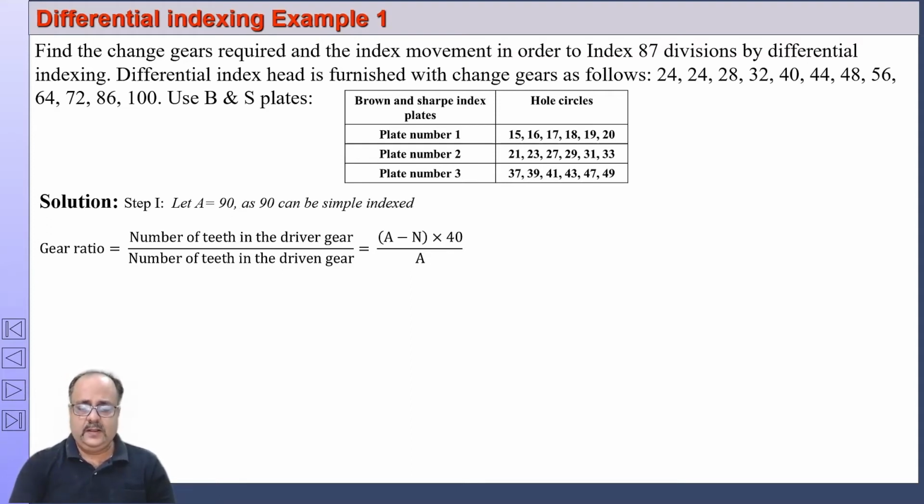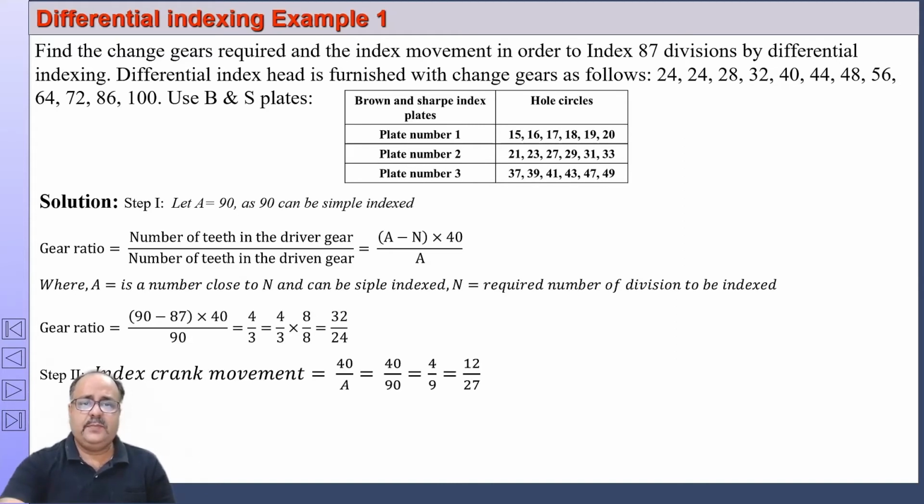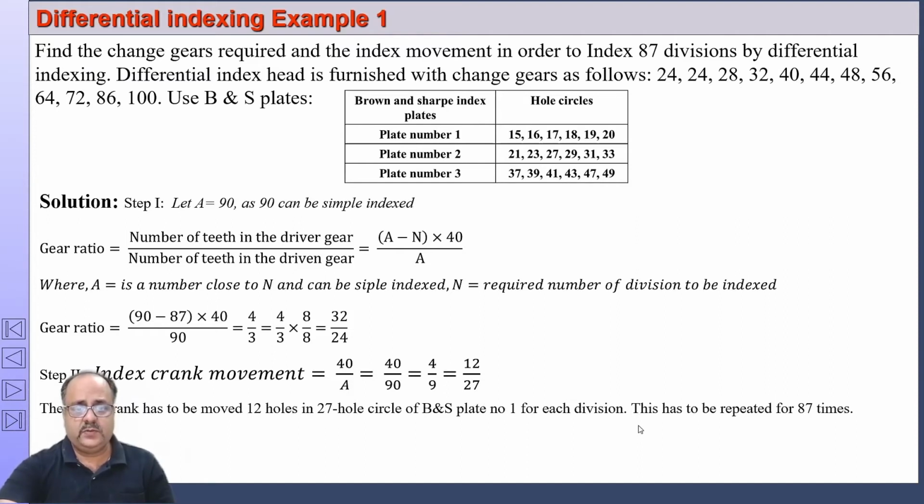Now this A can be simple indexed, because 90 can be simple indexed. 40 by 90 is 4 by 9. That means 12 holes in the 27 hole circle of B and S plate number 2. Sorry, there is an error here; it should be B and S plate number 2. So therefore I can take A as 90. Calculating the formula, (90 minus 87) by 90, we get 4 by 3... Now 4 by 3, I can multiply numerator and denominator by 8 and we get 32 by 24. So the 32 gear is available and the 24 gear is also available.